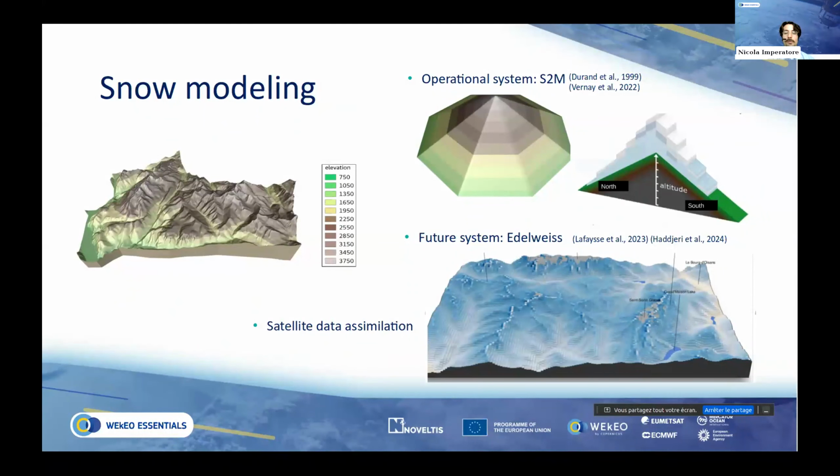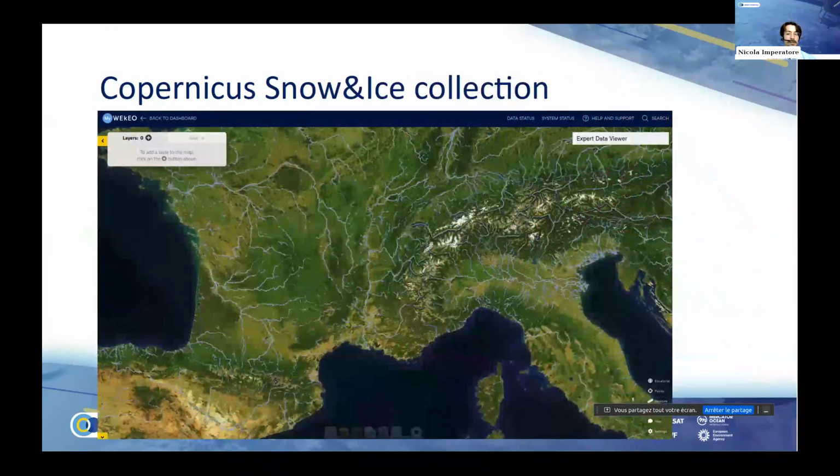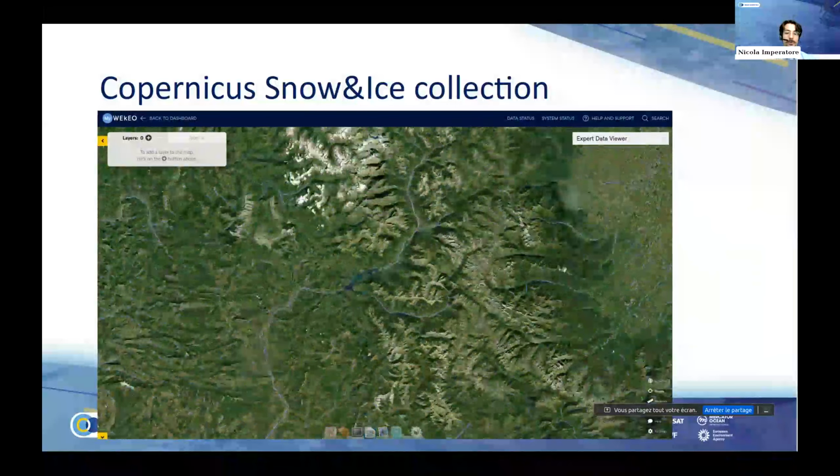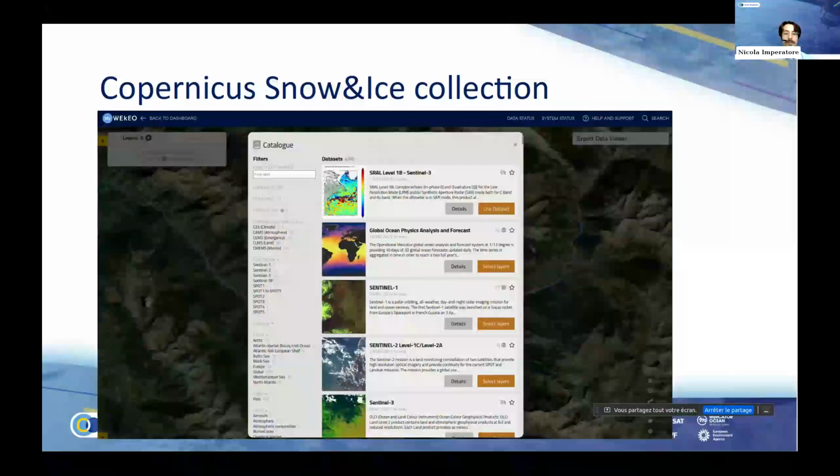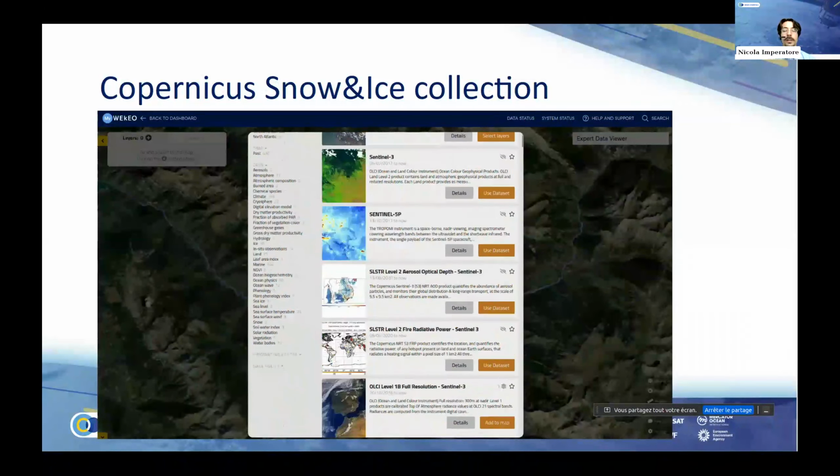In this new future system, we're gonna introduce some satellite data in the model to construct the simulations. And there are numerous observations that can be relevant for the model, like all what's Copernicus, snow and ice, as Cemal just showed. And that's a simple example on how a user can study the complementarity of the data set in this case.